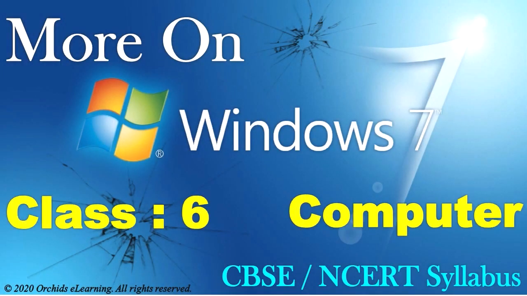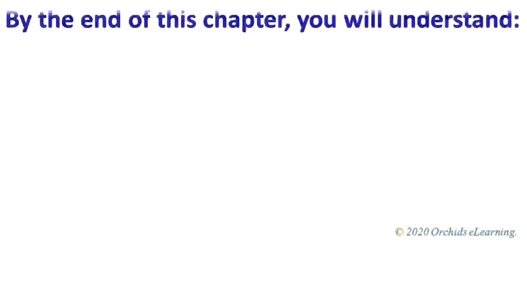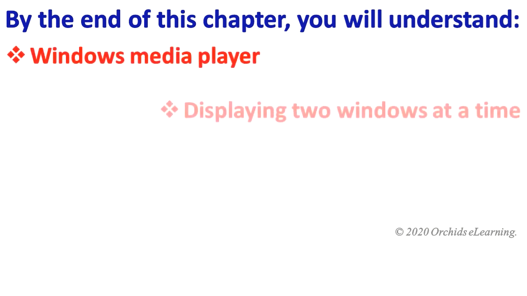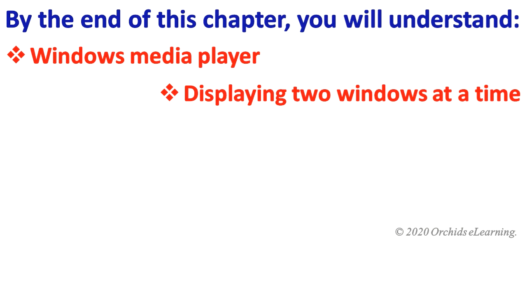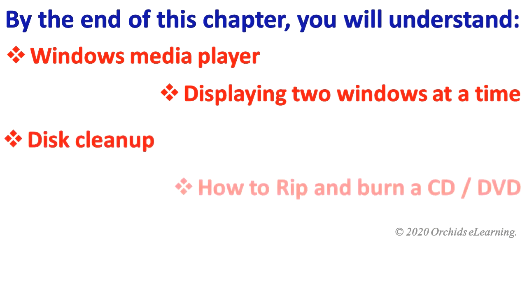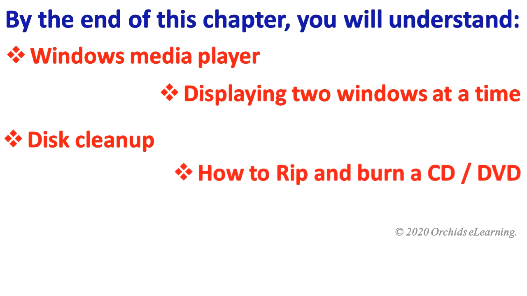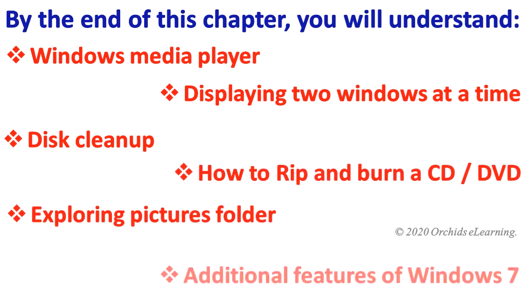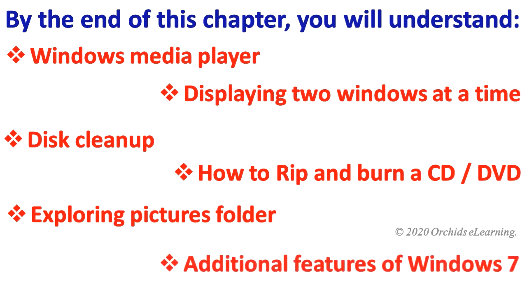More on Windows 7, Class 6, Computer. By the end of this chapter, you will understand about Windows Media Player, displaying two windows at a time, disk cleanup, how to rip and burn a CD or DVD, exploring picture folder, and additional features of Windows 7.